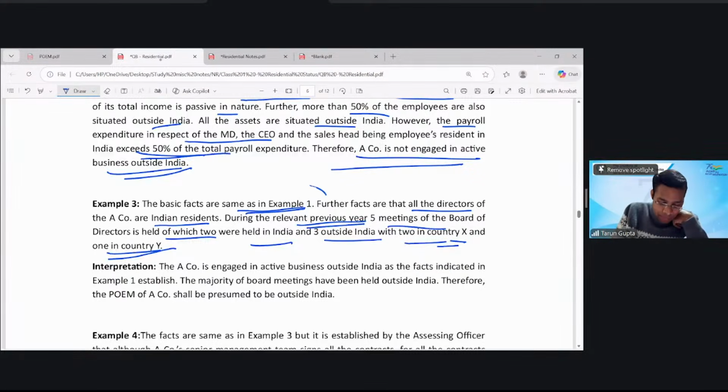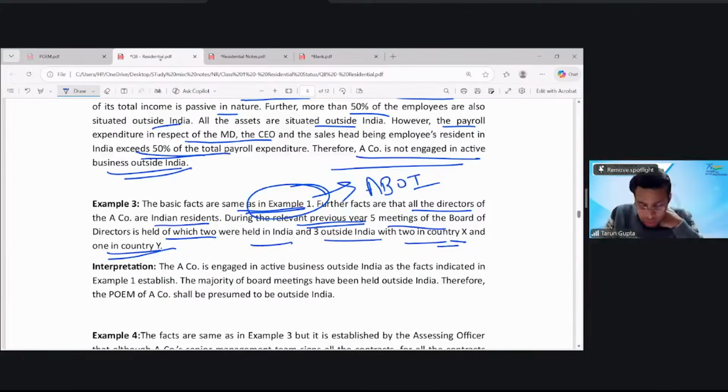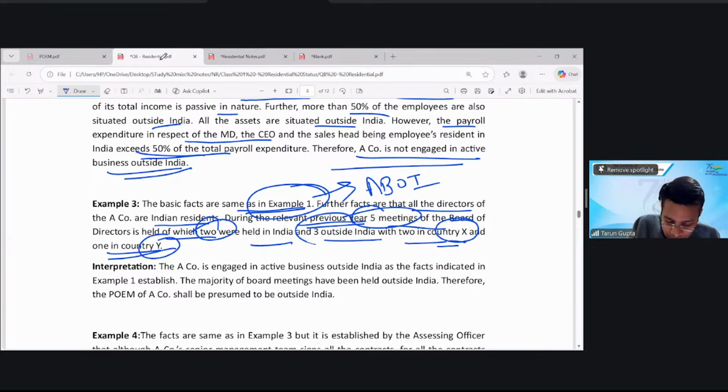In example 1, we concluded that the company is engaged in active business outside India. Now, the company had 5 meetings in total, out of which 2 were held in India, 2 in country X and 1 in Y. So I have to see whether the majority of the meetings were held outside India or not. Out of 5, 3 meetings were held outside India. So the company is engaged in active business outside India, and the majority of the meetings were held outside India.